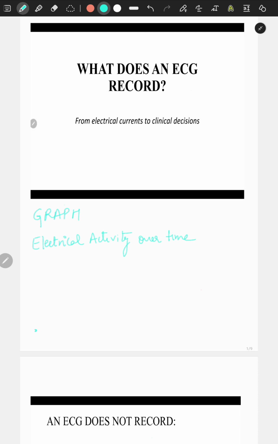This channel is about building that level of ECG understanding. Many people learn ECGs by memorizing shapes, ST elevation here, T wave inversion there, but memorization breaks down under pressure. Here we'll go one level deeper. We'll start from electric currents and slowly move towards clinical decision. If you understand the currents, the ECG becomes logical and not intimidating.